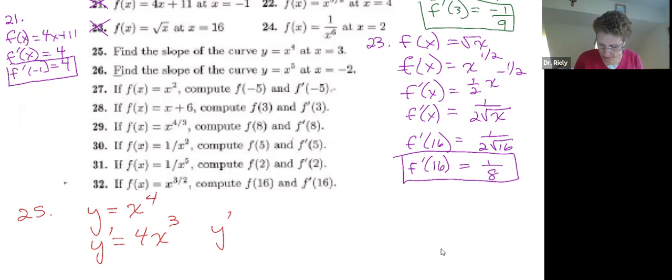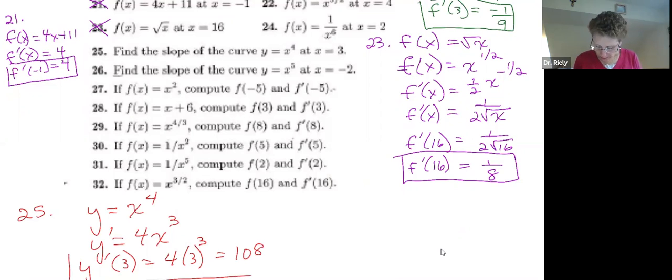I think I'll do this down below just to give myself a place to work. So this is going to be y prime of, so that's going to be a positive 3. That's going to equal 4 times 3 cubed. Okay, that will equal 108.